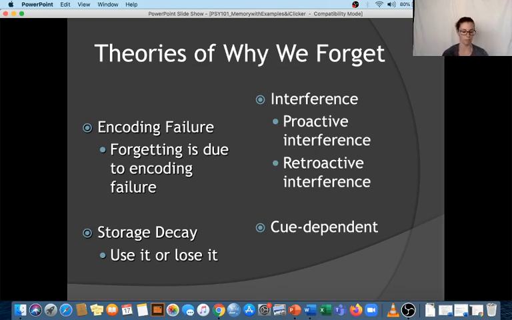Interference, we'll talk about interference. Basically, interference is when information that we have learned since that piece of information or information we learned before interferes and makes it more difficult for us to clearly remember. So my example for interference is always learning more than one language. So if you try to learn Spanish first and then you learn French, your ability to remember one or the other might be influenced.